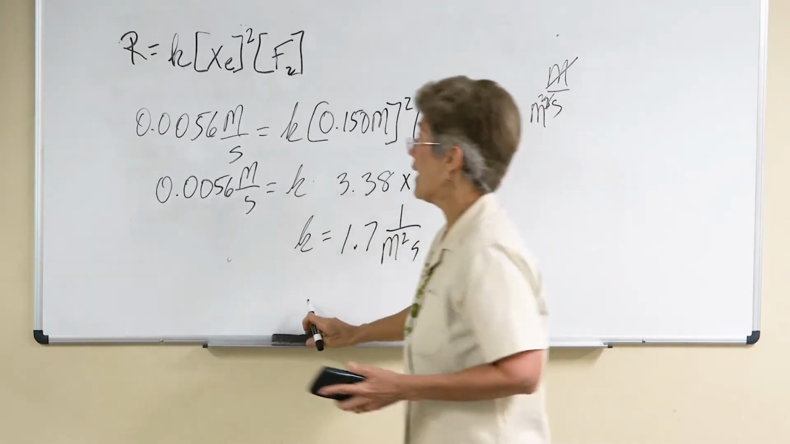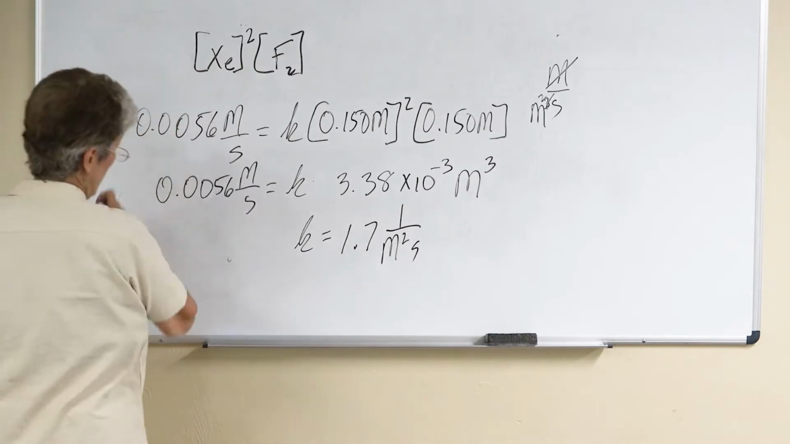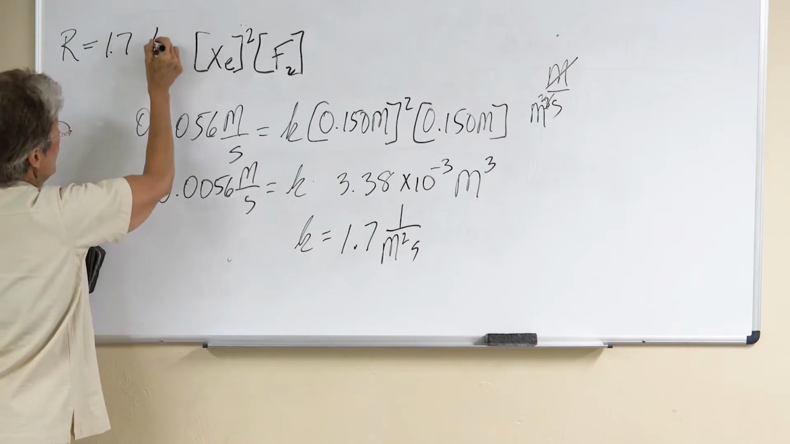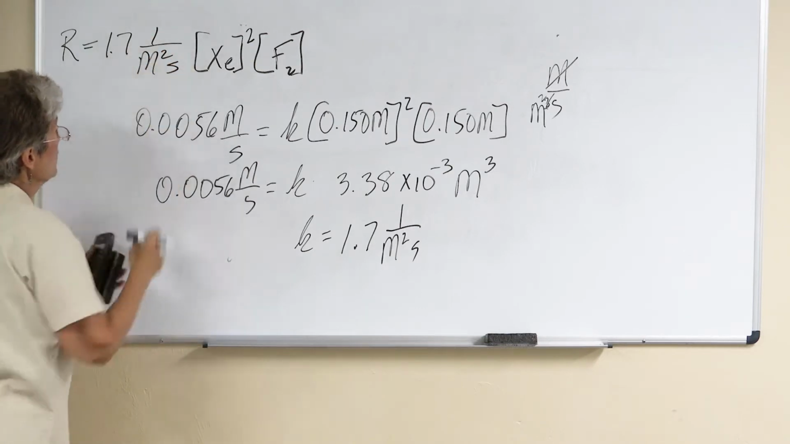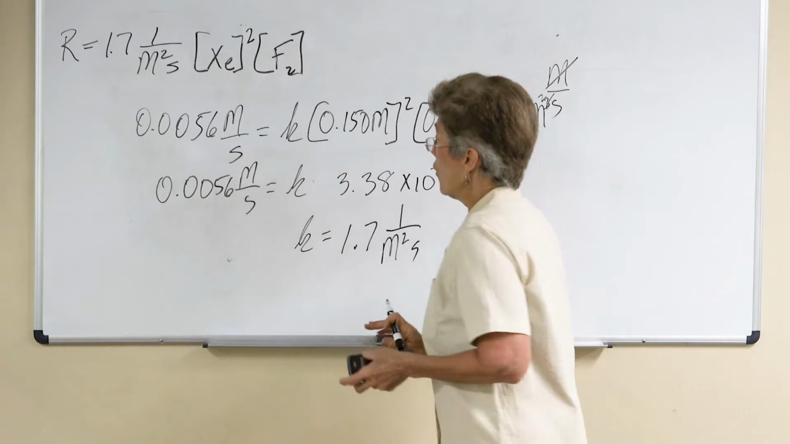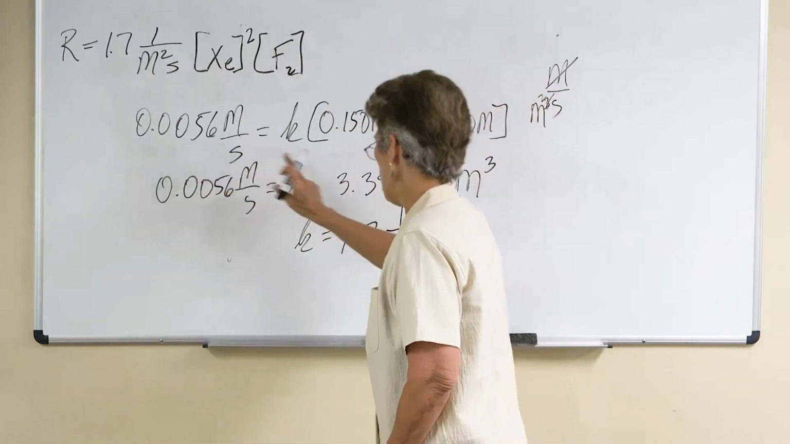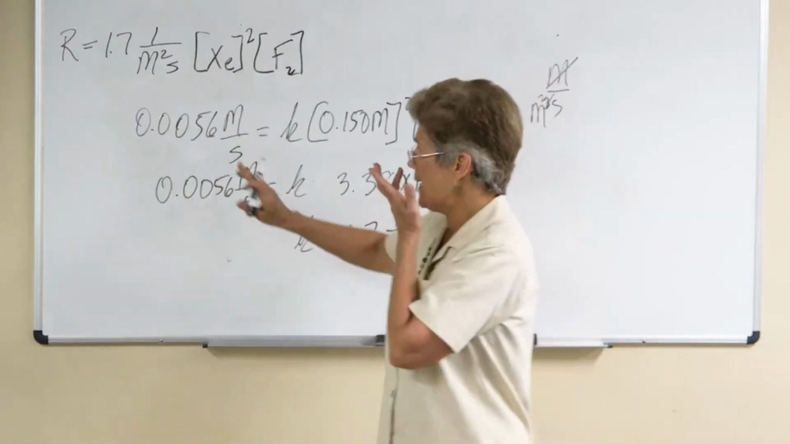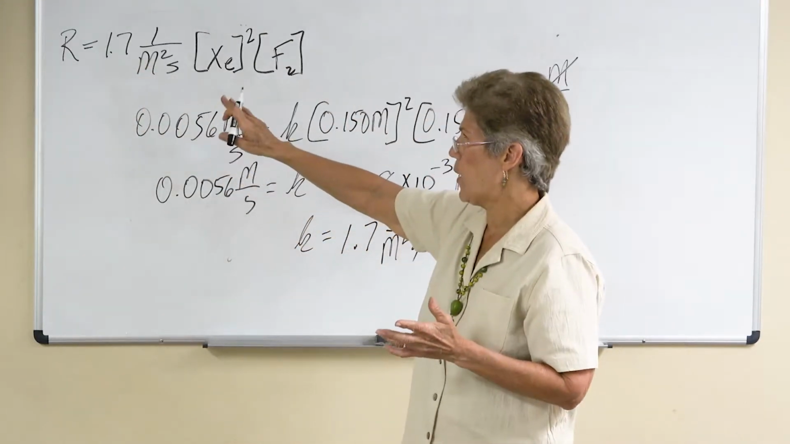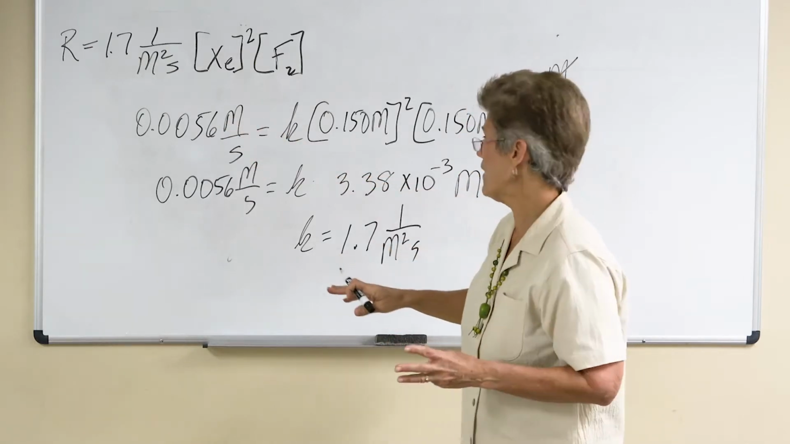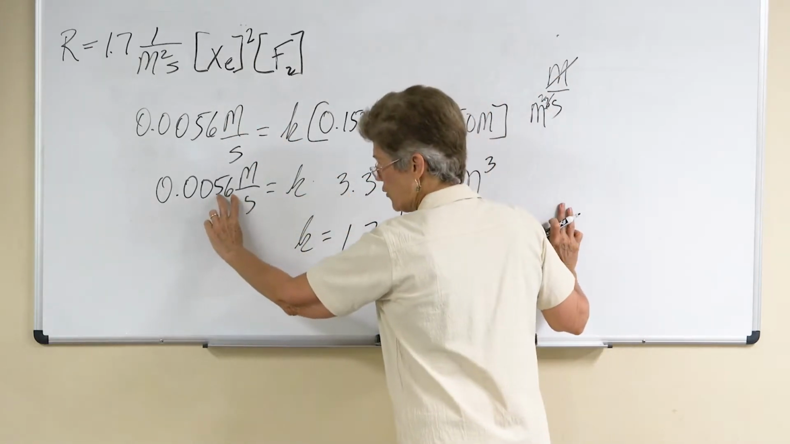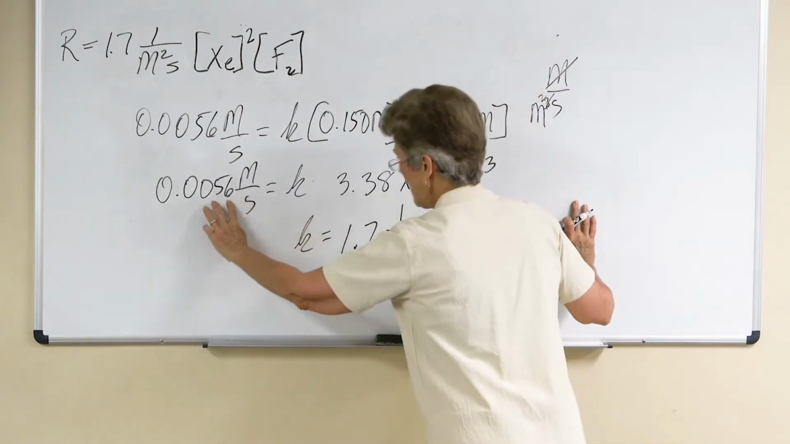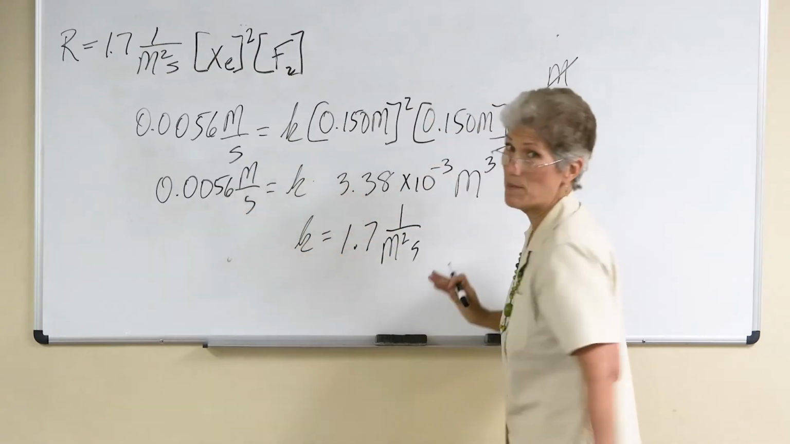And now we can take it back and put that into our equation. So we have R equals 1.7, 1 over molar squared seconds, and then we have our orders there. So it's 2 significant figures, so my answer has to be in 2 significant figures. In the answer key, it's got 1.71, which is 3 significant figures. But this is given to us in 2 significant figures, and therefore I gave my answer in 2 significant figures, because if I take this and divide it by 3 significant figures, my answer has to be in 2.